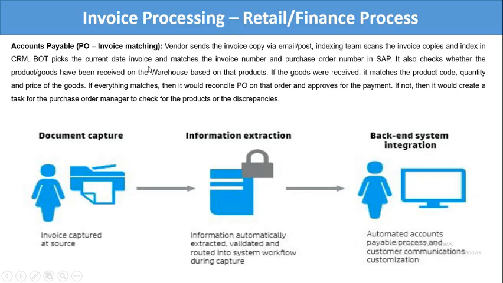The bot picks the current date invoices and matches the invoice number with the purchase order number in SAP. It also checks whether the products or goods have been received at the warehouse. If the goods were received, it matches the product code, quantity, and the price of the goods. If everything matches, then it would reconcile the PO and approve it for payment. If not, then it would create a task for the purchase order manager to check the products or the discrepancies.